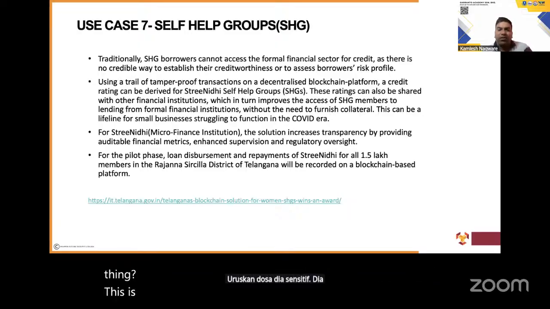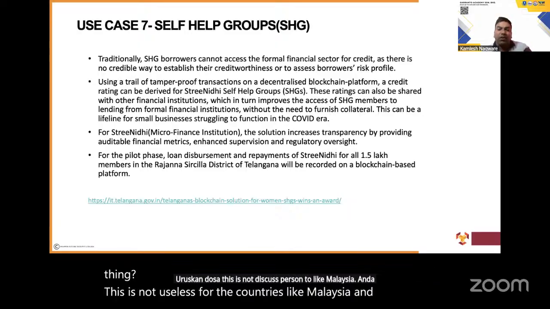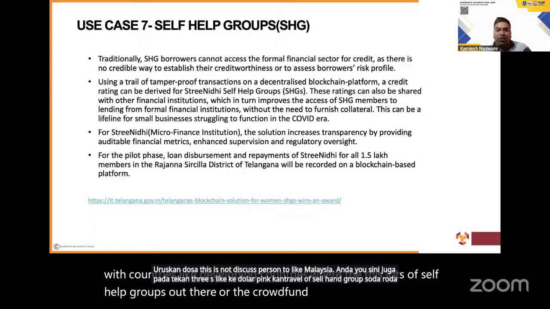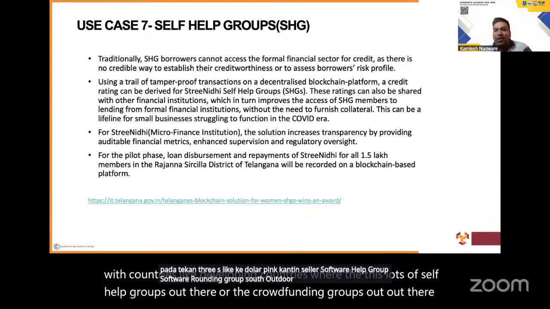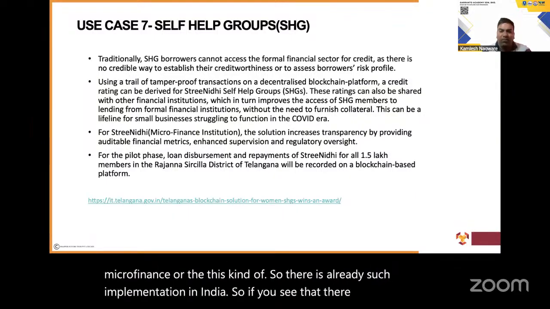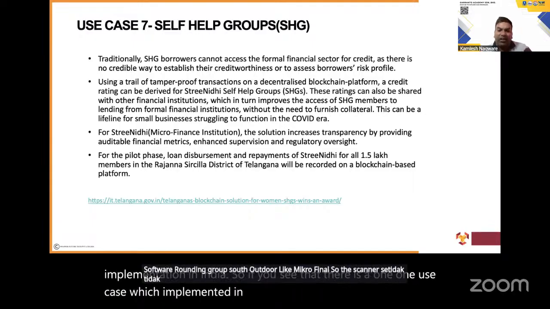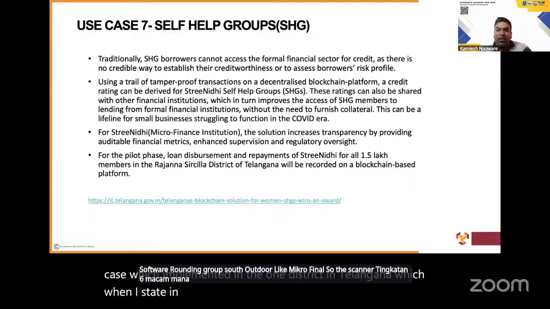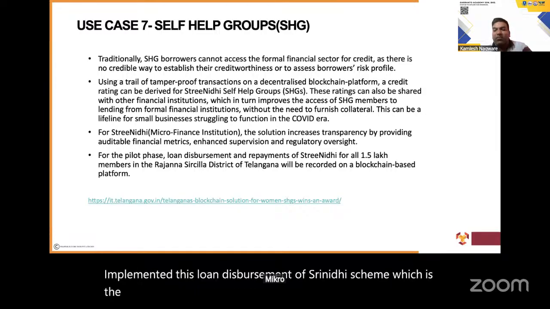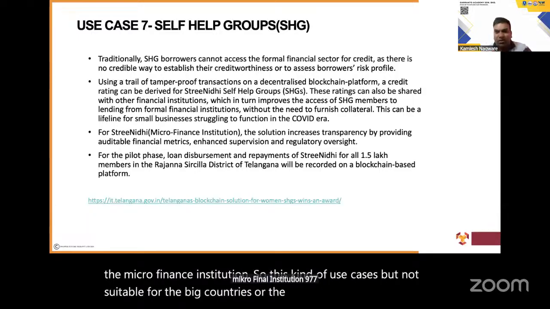This is not a use case for countries like Malaysia, the US and the UK, but for developing countries where there are lots of self-help groups or crowdfunding groups, like microfinance. There is already such an implementation in India. One use case was implemented in one district in Telangana, a state in India, where they implemented loan disbursement under the Sirinidhi scheme, which is a microfinance institution. These kinds of use cases are not suitable for big countries or big cities, but for small villages.